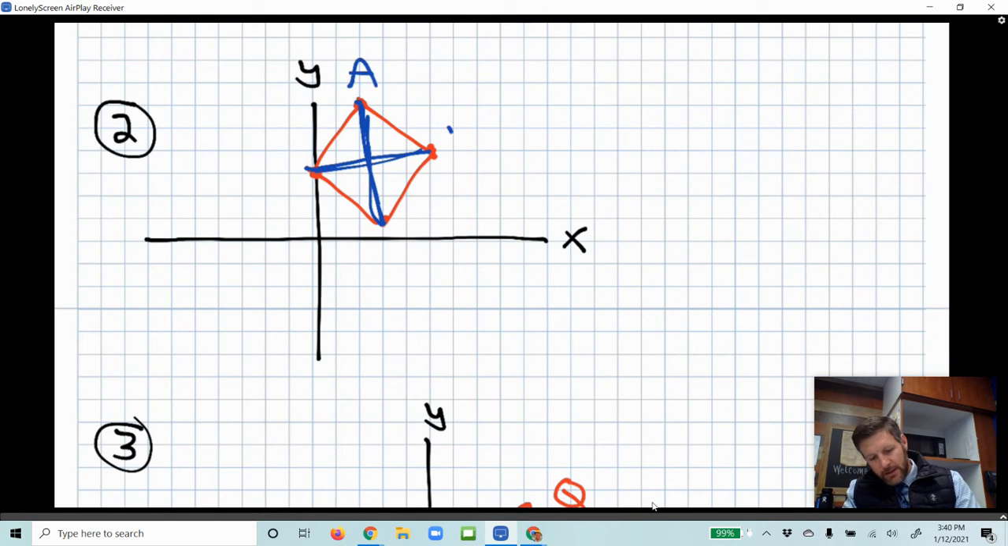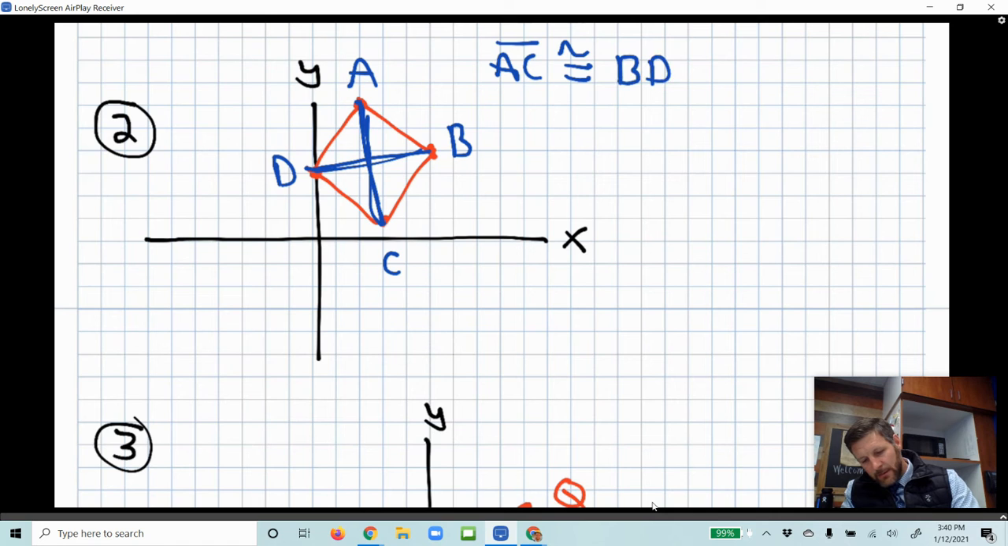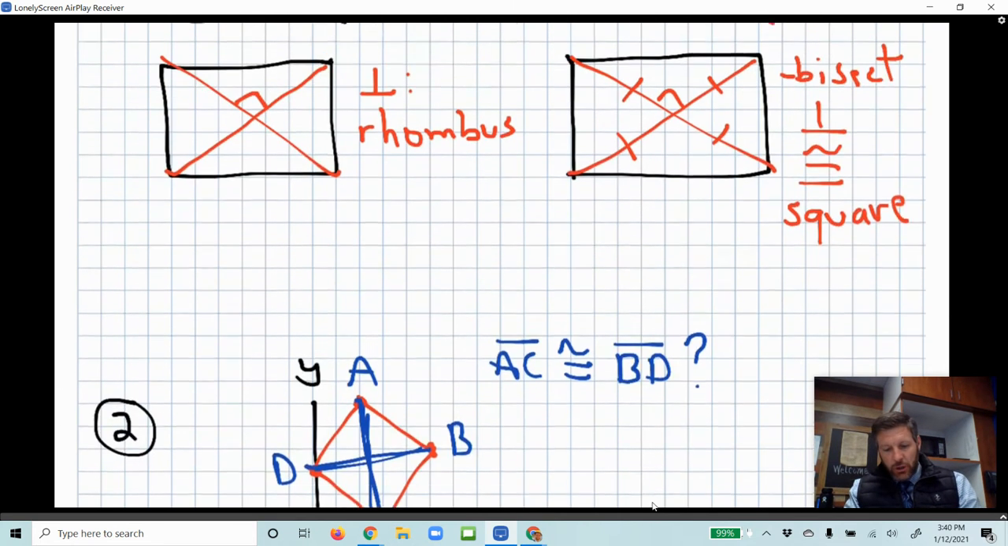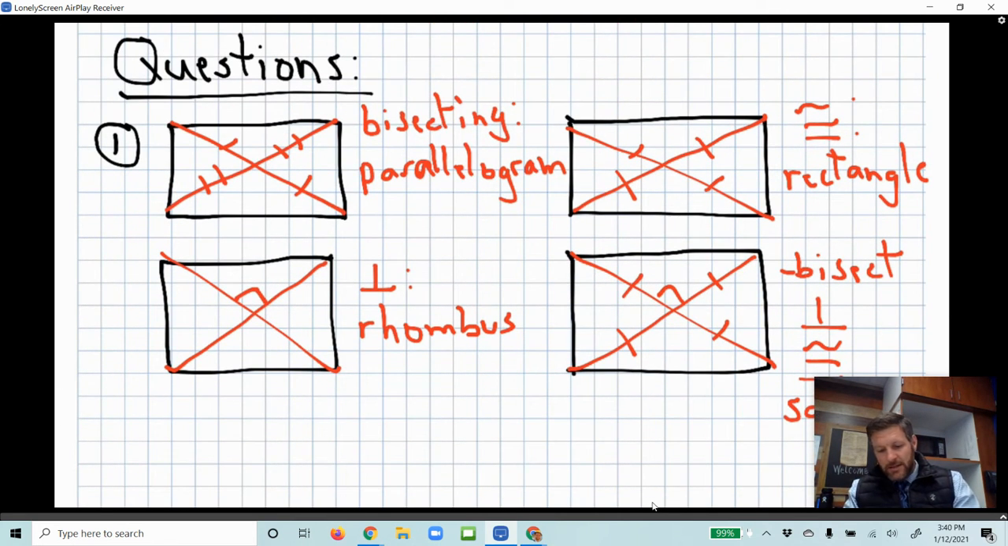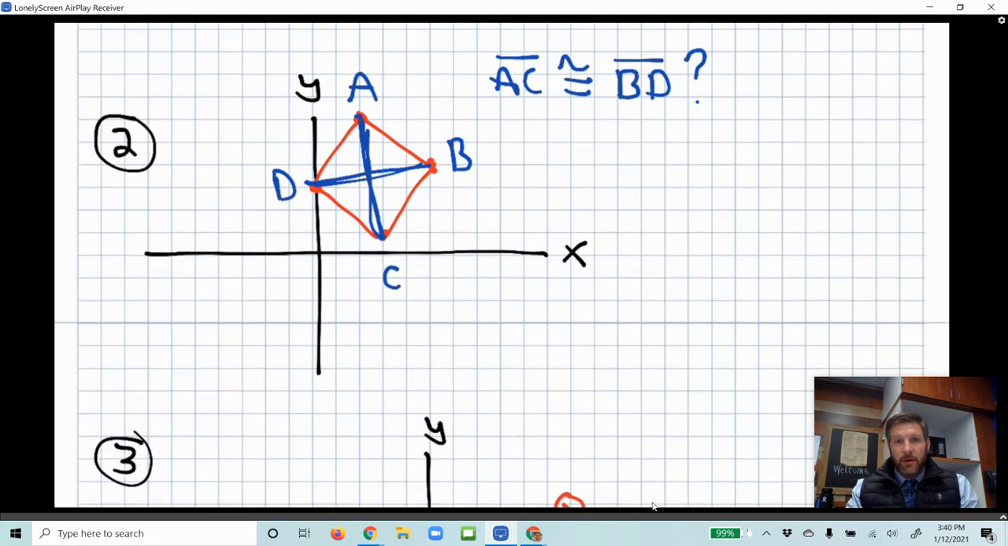I'm going to label these A, B, C, and D. So the question is, is AC congruent to BD? That's one of the questions you can answer. By finding the distance between A and C and the distance between D and B, you can find out if they're congruent. Because if they're congruent, going back to what we just said, congruent diagonals mean I'm dealing with either a rectangle or a square. How the diagonals compare to each other is key to knowing what type of parallelogram you have.